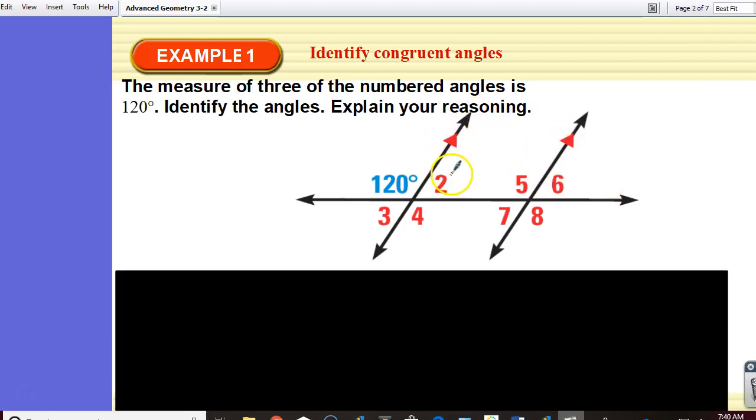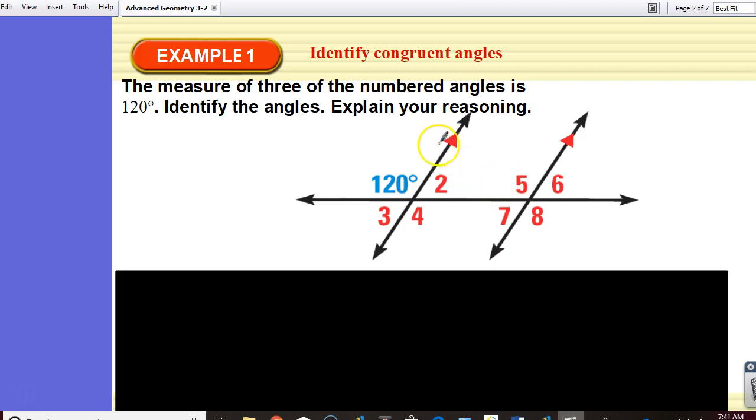And so all the stuff that we learned the other day applies. If parallel lines, then alternate interior angles are congruent. If parallel lines, alternate exterior angles are congruent. If parallel lines, corresponding angles are congruent. If parallel lines, consecutive interior angles or same side interior angles are supplementary. So these are all relationships that are congruent or supplementary based on if the lines are parallel.